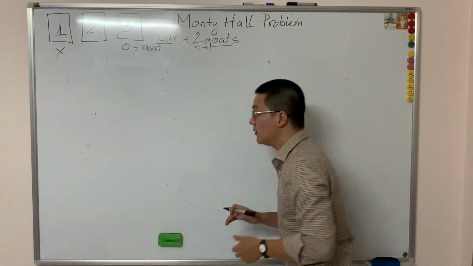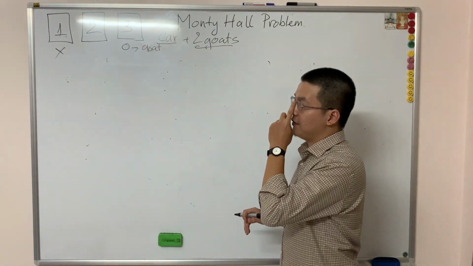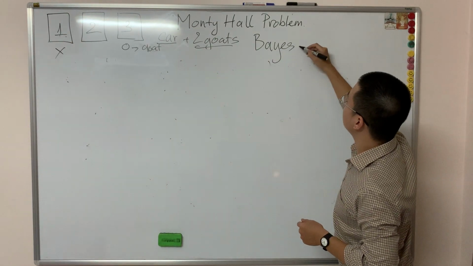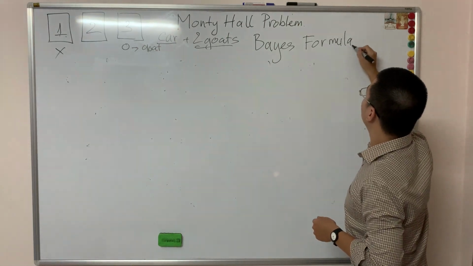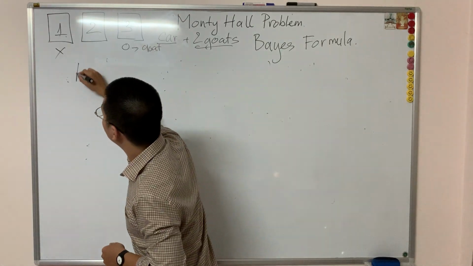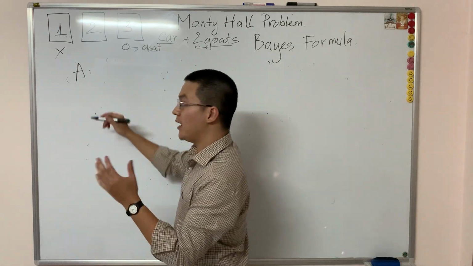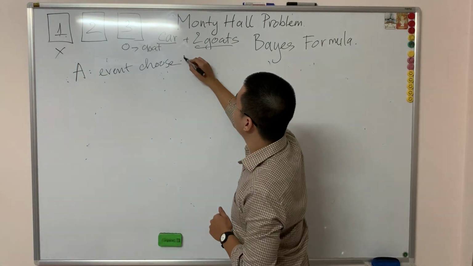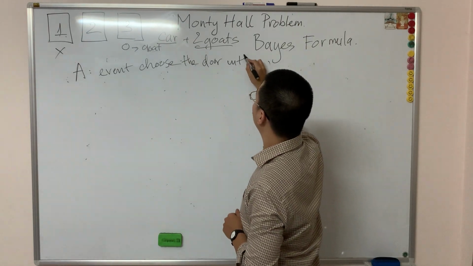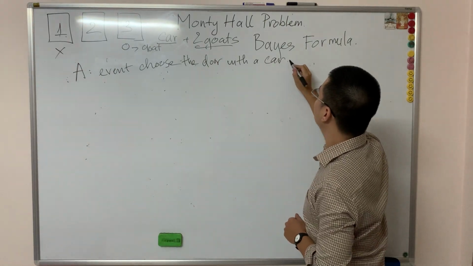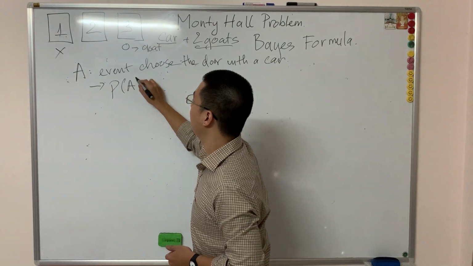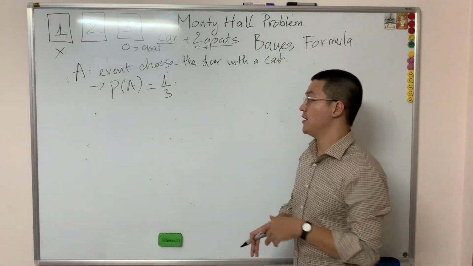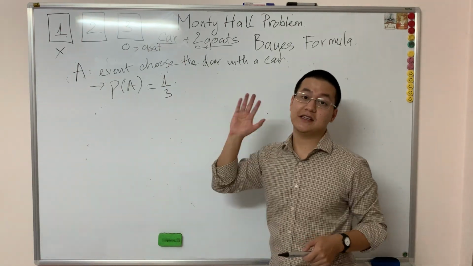Now I will do another explanation with Bayes' formula. I will call A the event. A is the event that you choose the door with a car. So the probability of A is 1/3. That is very easy. It looks like the probabilities of the first time in the tree diagram.